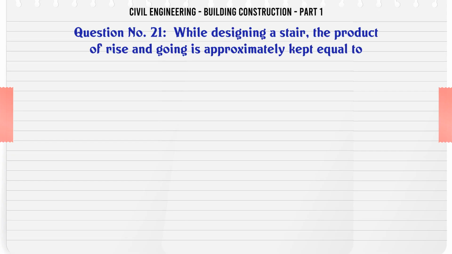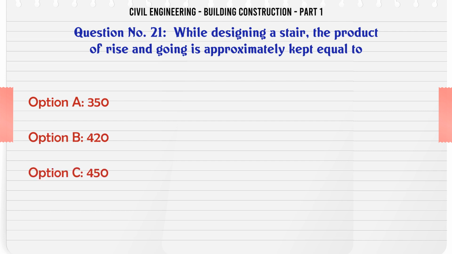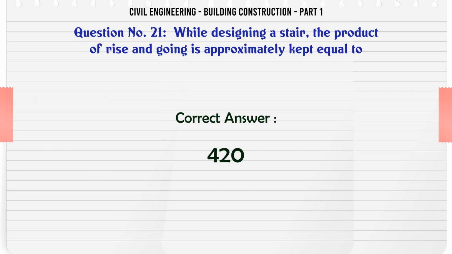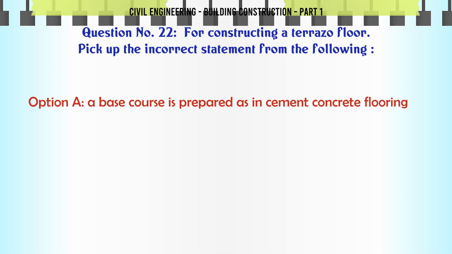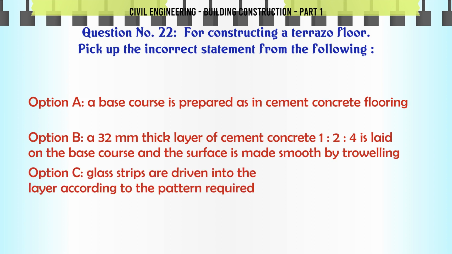While designing a stair, the product of rise and going is approximately kept equal to A. 350, B. 420, C. 450, D. 500. The correct answer is 420.